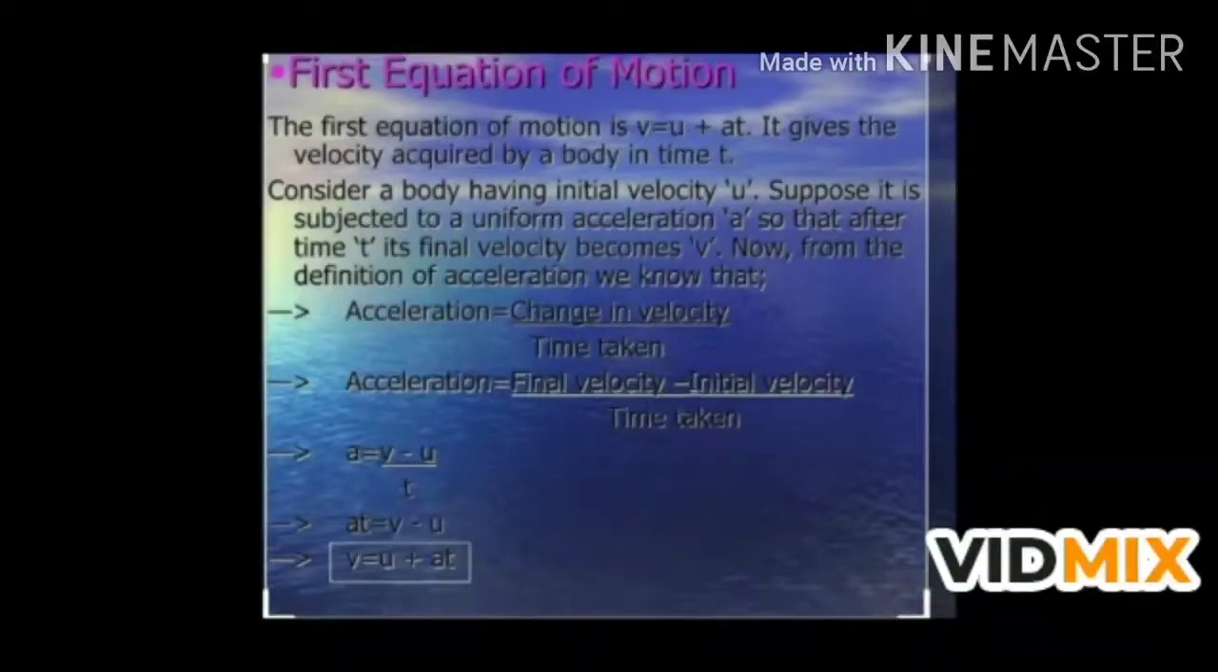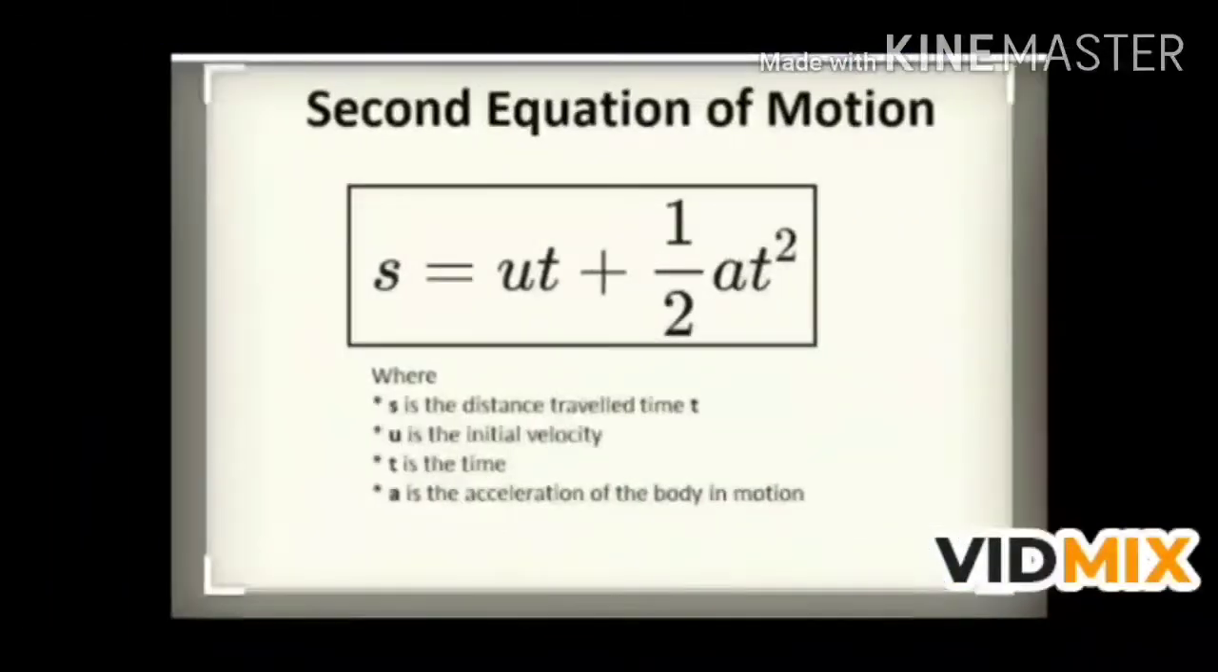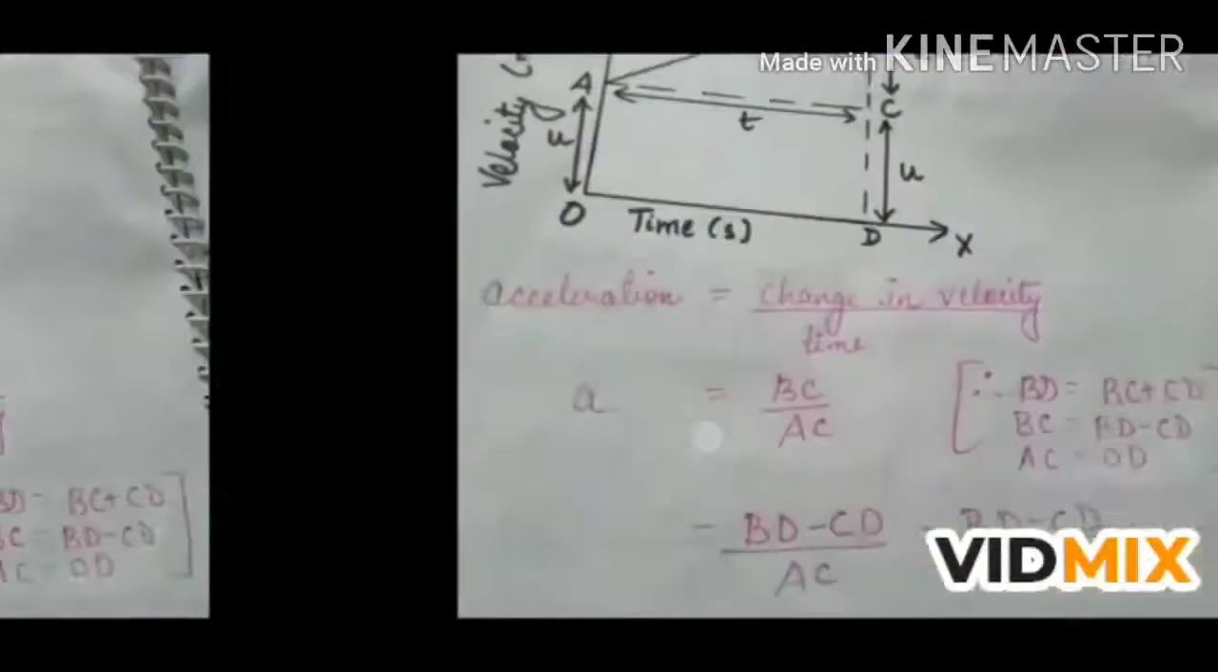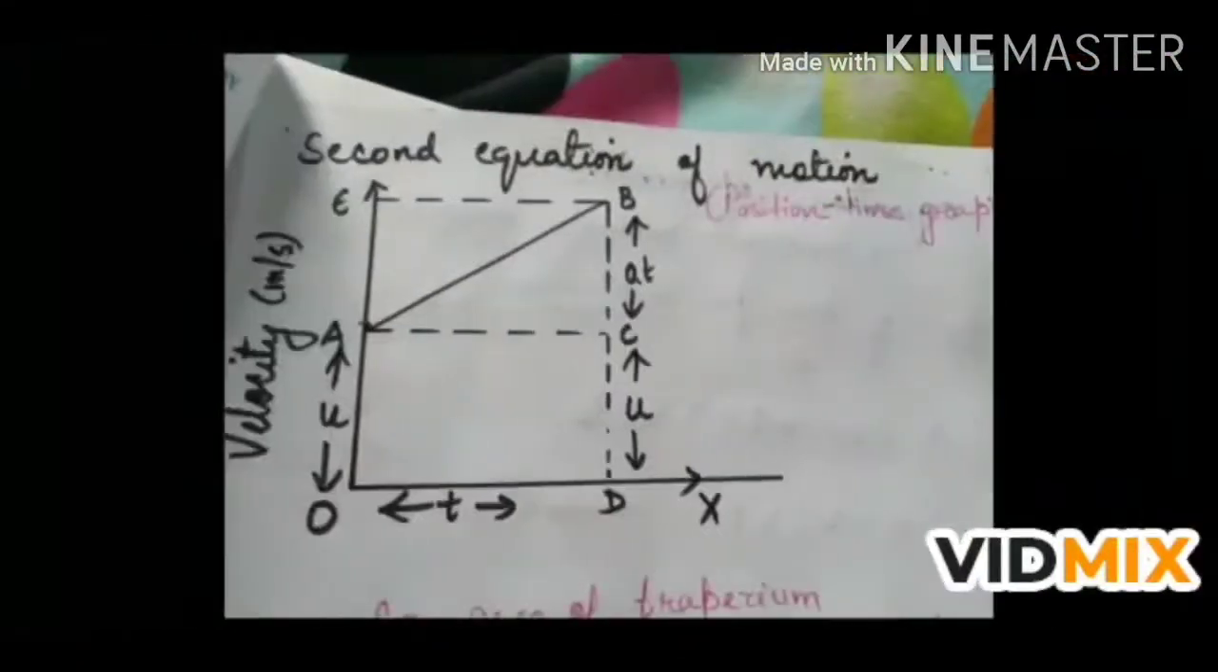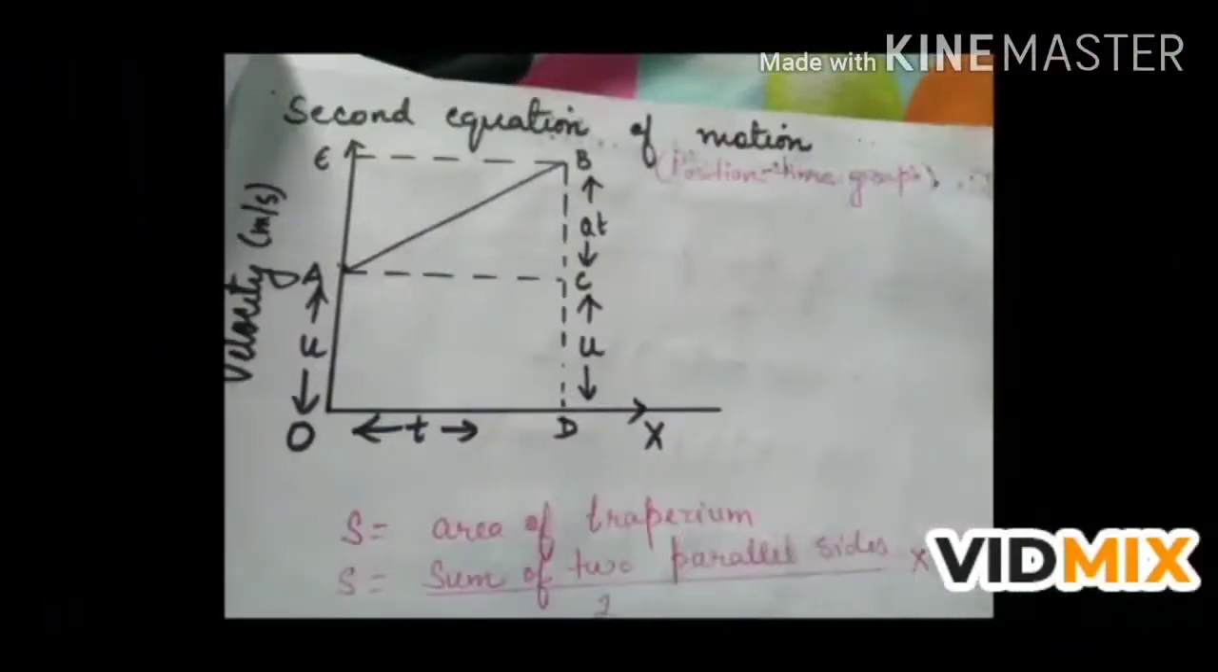Now we will derive the second equation of motion from the velocity time graph, or the equation for position time relation. For this we again need this graph. First of all, we have to know the area of a trapezium. What is the area of a trapezium? S equals sum of two parallel sides upon 2 into height. OABD is the trapezium here.